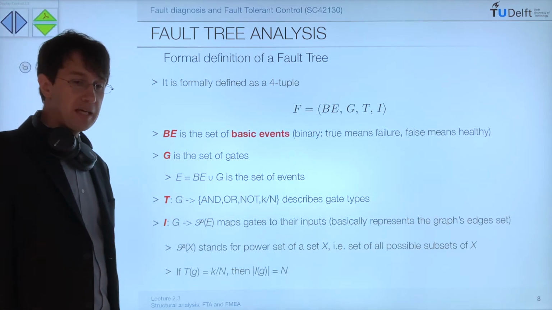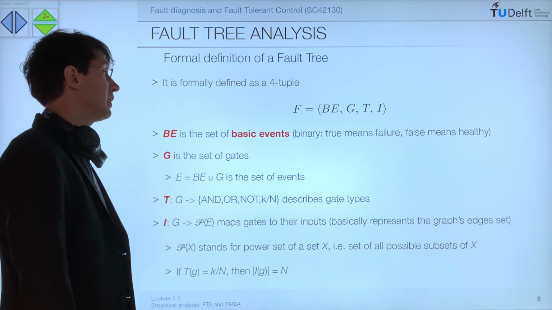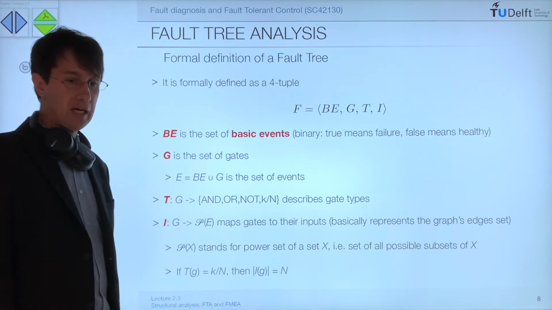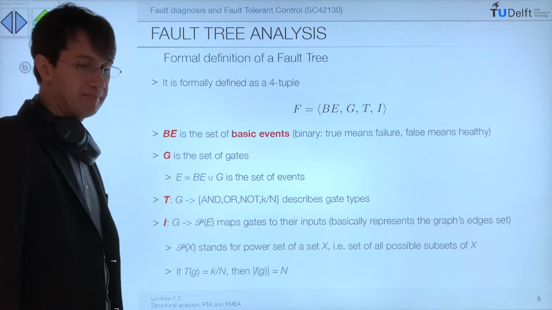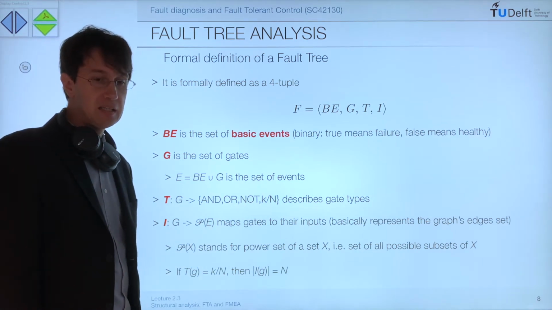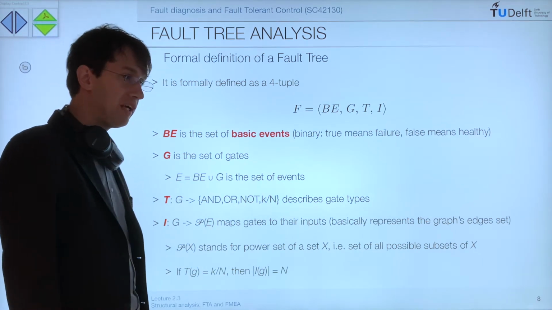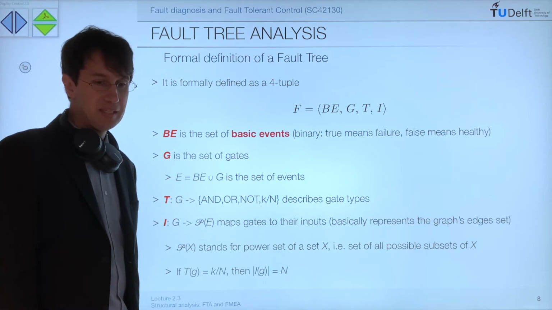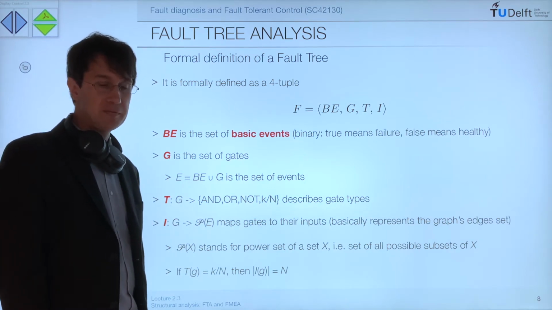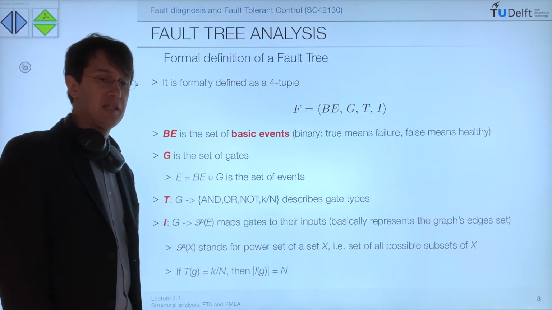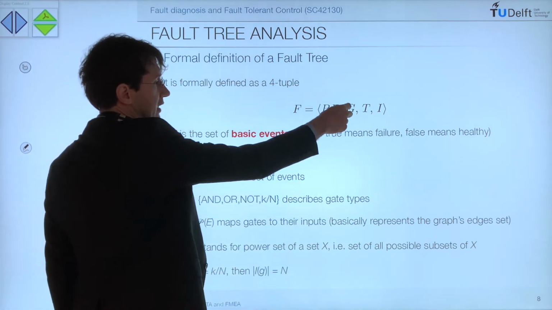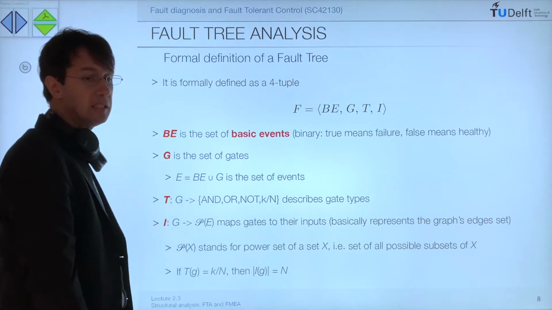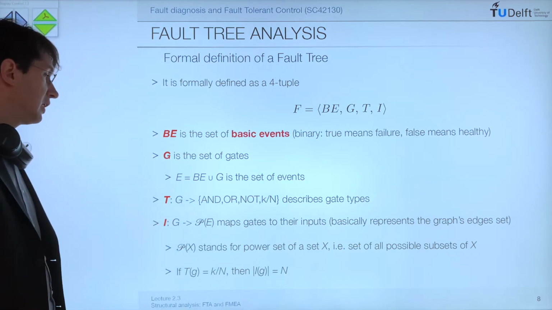The fault tree itself is defined formally as a tuple with 4 elements. The first element is the set of basic events. So the basic events are the failures of individual components, what we called in the graph the leaves of the tree. Then we have a set of gates that are combining the basic events.